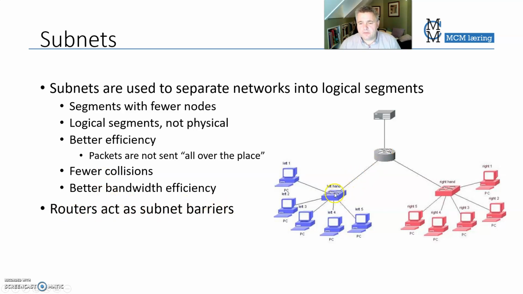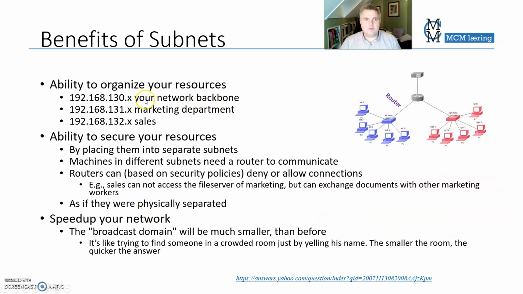The routers say which network is this and which network is there, and operate basically like a bridge, but of course on level 3 in the OSI model. So it decides if a message has to go through here and over to the other side, or if it should be on this side only. The benefits: it's a better way to organize your resources, secure your resources, and speed up the network. Those are the 3 main purposes.